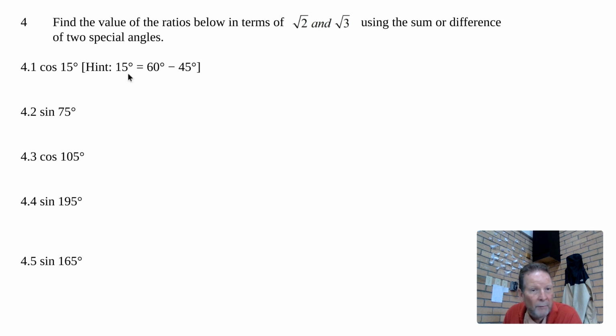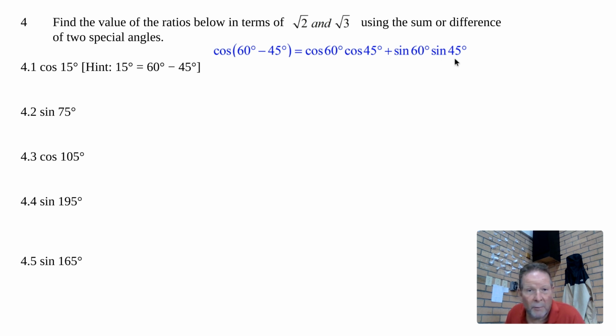And right, 15 is really 60 minus 45. So that's the big trick. Instead of the cosine of 15, you make it the cosine of 60 minus 45. And then you just use the cos difference formula, not the cos rule. It's the formula for the difference of the cosine of two angles.